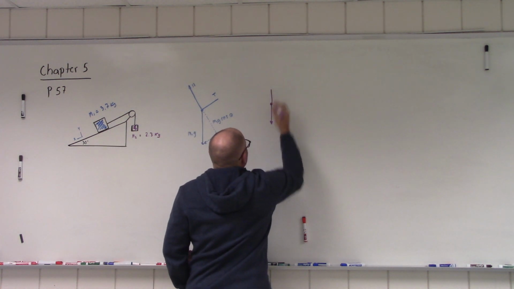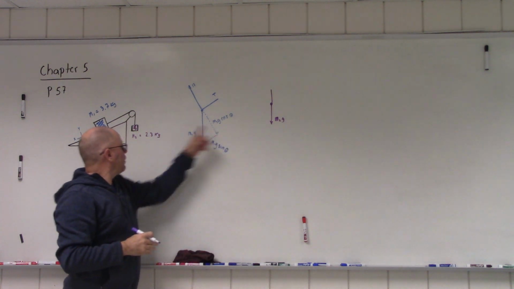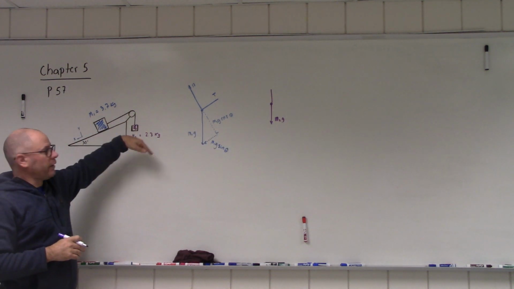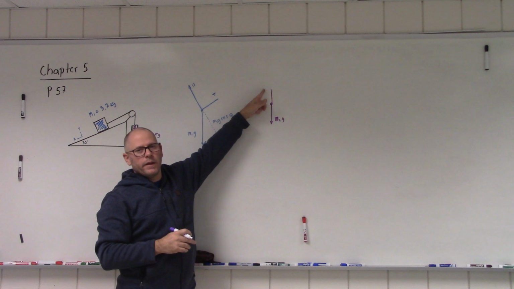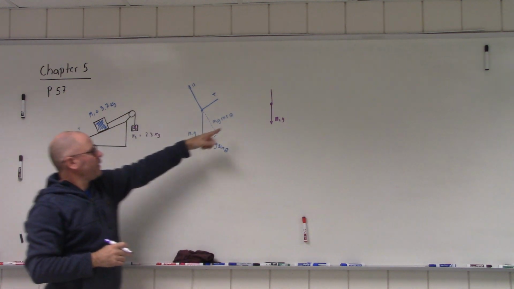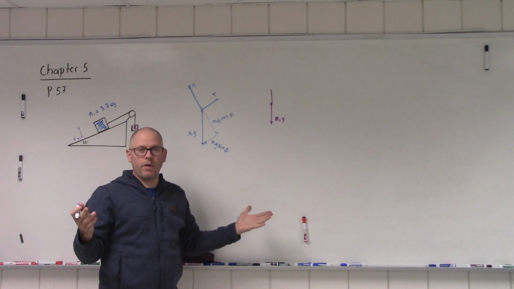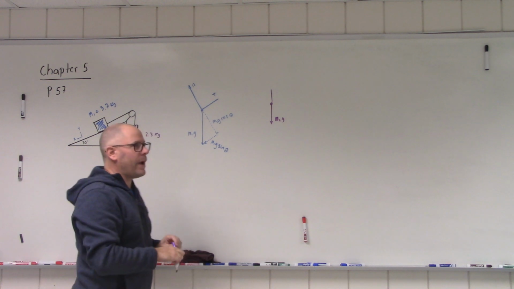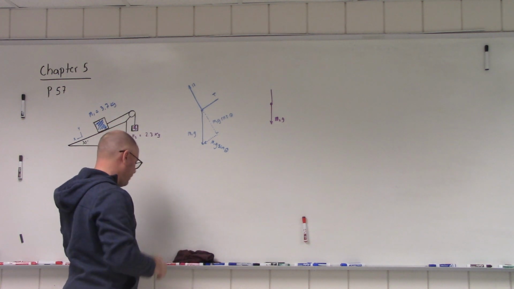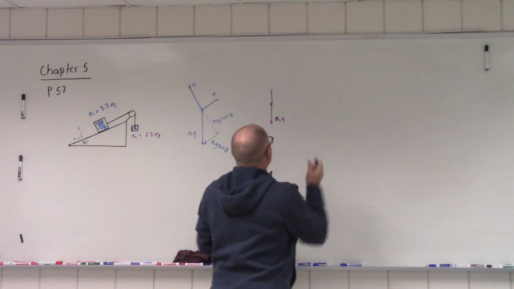Now, I don't know whether this object is accelerating up or down. If it's accelerating down, the weight's going to be bigger than the tension. If it's accelerating up, the tension's going to be bigger than the weight. I just don't know yet. Here's how you figure it out. We have to think about this as a system. So let's use the system concept.